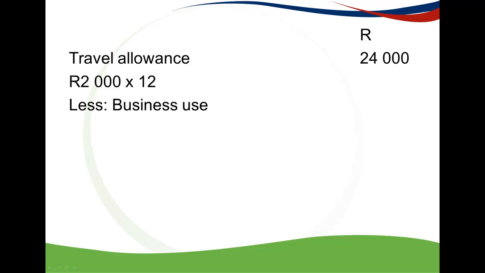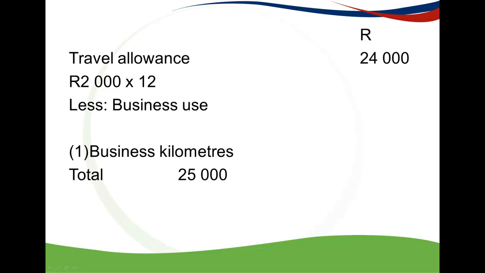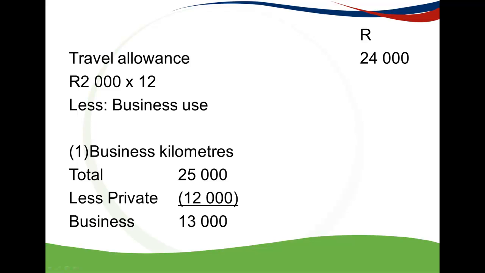Now your business use is the business kilometers multiplied with the greater of your deemed costs or your actual costs. Remember, if you don't have your actual costs, you only go and calculate your deemed costs. Our first step is business kilometers, where we take our total number of kilometers, which Stefan traveled a total of 25,000 kilometers. From that, we deduct the private kilometers to get to the business kilometers, and they told us private was 12,000, and then our business kilometers would be 13,000 kilometers.